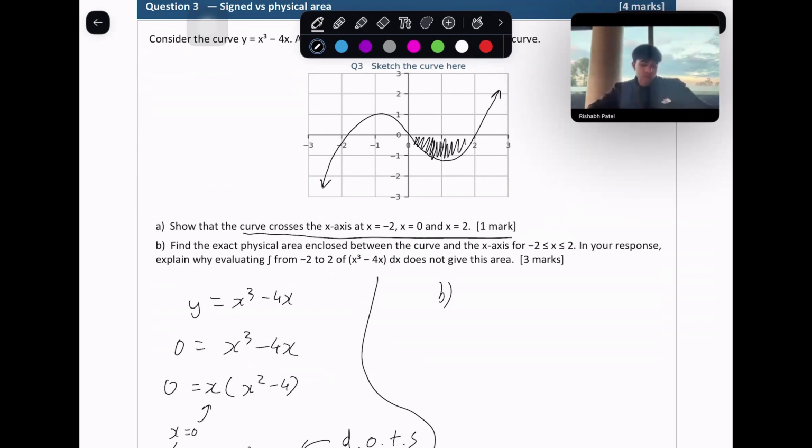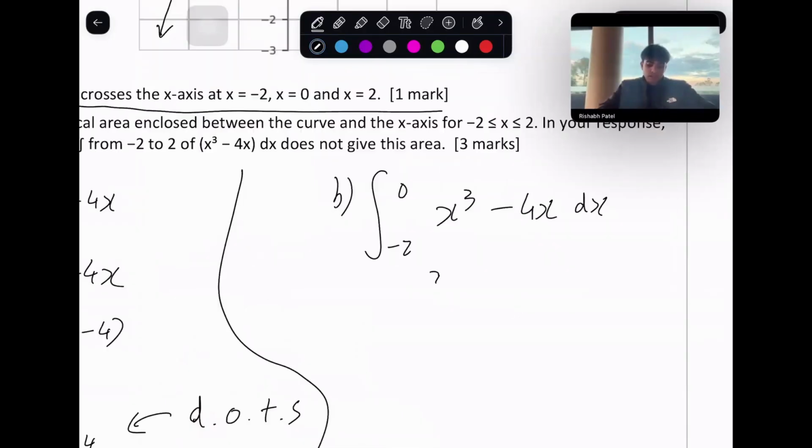So instead, we'd take the absolute value of whatever value you get when you integrate from 0 to 2, since we know that's the part that's under the x-axis. First of all, we can integrate the easier part, the part that's always above the x-axis, which is negative 2 to 0, for the function x cubed minus 4x: x to the 4 divided by 4 minus 2x squared.